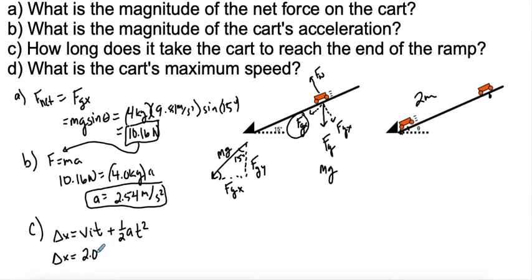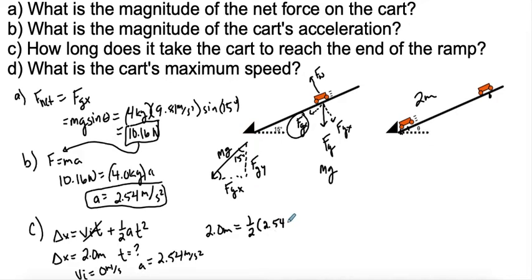So delta x, that's 2.0 meters. Time, we don't know. Initial velocity, that's going to be 0 meters per second. And our acceleration, we just have right up there above, 2.54 meters per second squared. So we can plug this information into this kinematic equation and solve for time. So 2.0 meters there. Since 0 meters per second is my initial velocity, that is going to be gone. And then we'll just have 1/2 times 2.54 meters per second squared for that acceleration times time squared.